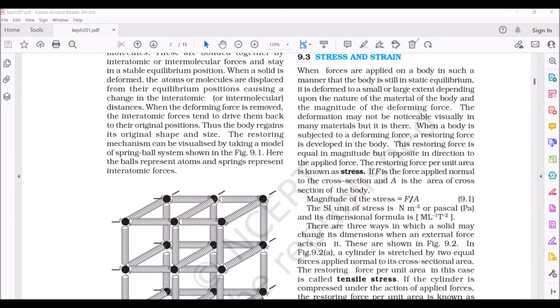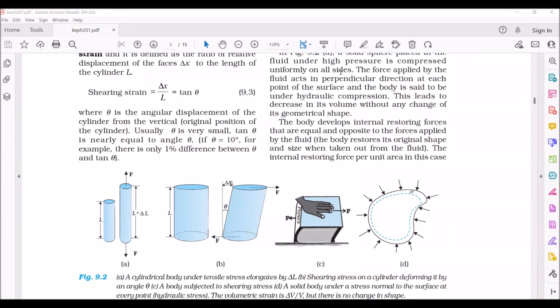If we take a cylinder as an example and apply a force F, this force tries to stretch the cylinder from the two ends. Then the restoring force acts exactly opposite to it, in this way. When we apply a force externally which tries to stretch the object, the restoring force acting against it, per unit area, is called tensile stress.